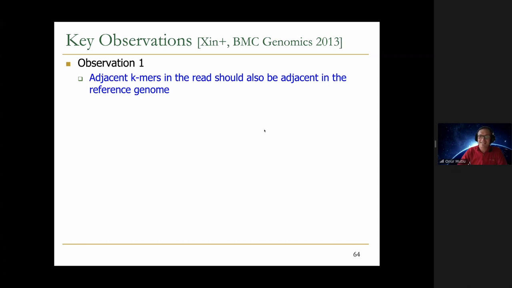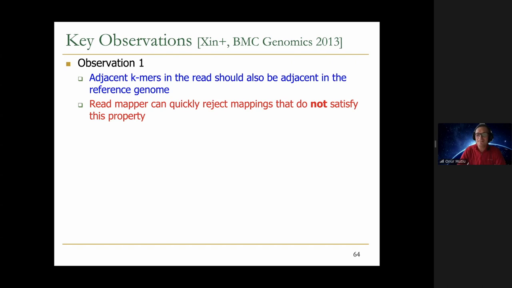The first observation really exploits the structure of the reference genome. The idea is if k-mers in a read are adjacent in the read, they should also be adjacent in the reference genome. You can index the hash table and figure out if adjacent k-mers or substrings in a read are actually adjacent in the location lists that you get from the hash table. If they're not adjacent, then you don't need to access the reference genome at all. Based on the processing in the hash table, you can confidently say that these k-mers are not adjacent. So the read mapper can quickly reject mappings that do not satisfy this property. I'm going to give you a pictorial example of this also, but this gets rid of a lot of the edit distance alignments. So it's a one-way property.